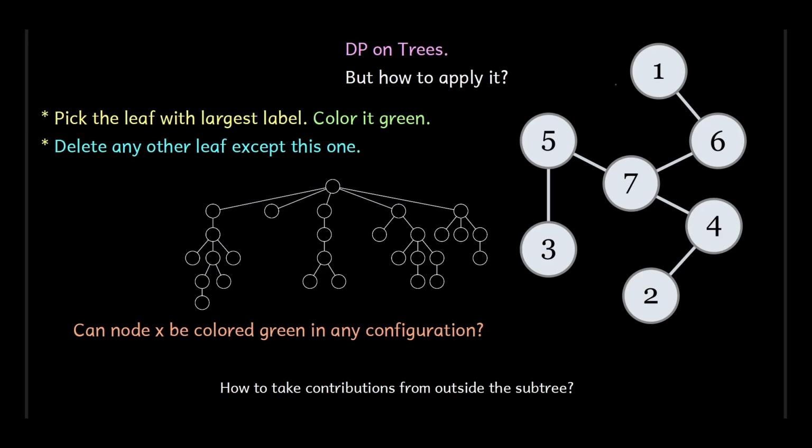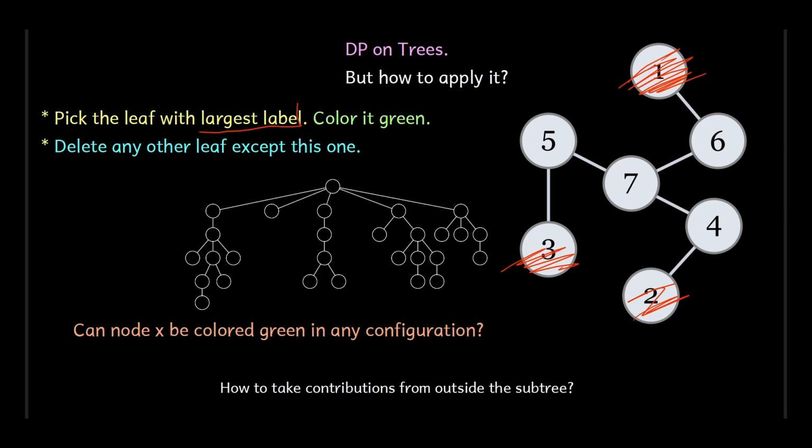It says that you are given an unrooted tree. So this time the tree is not rooted, so you can't really apply your standard dynamic programming tricks. And in one operation, you pick whatever the largest leaf is. So here you can see that the leaves are node 1, node 2, and node 3. So you have to pick the leaf with the largest label.